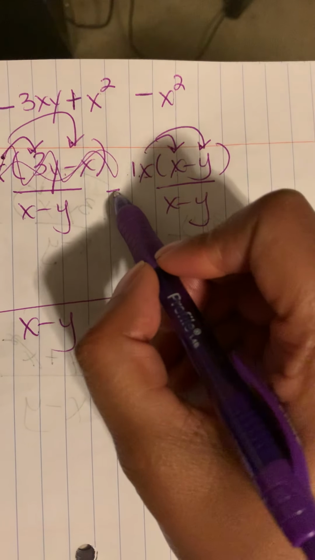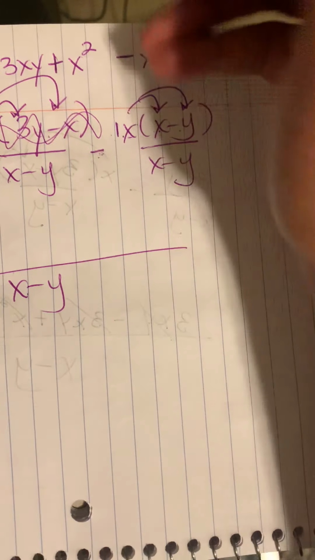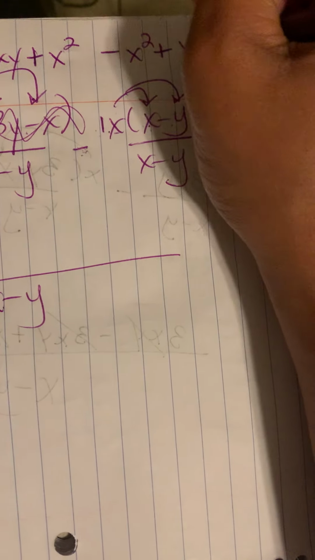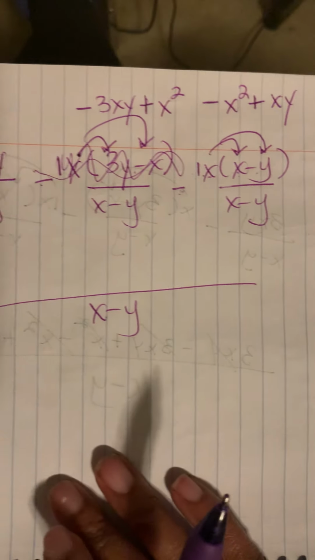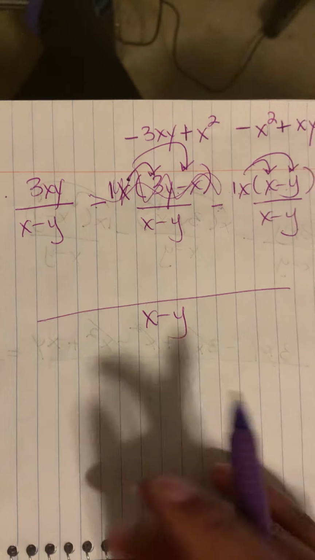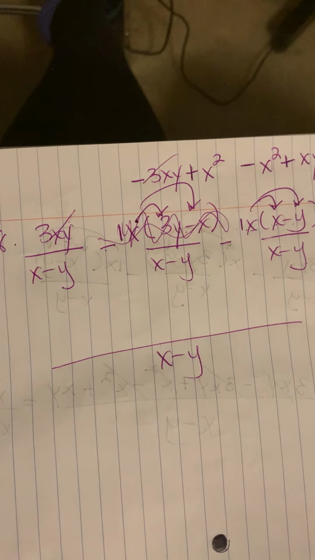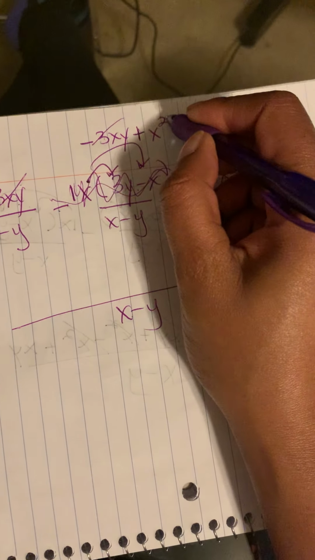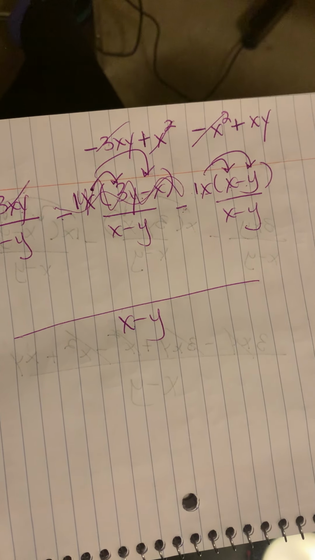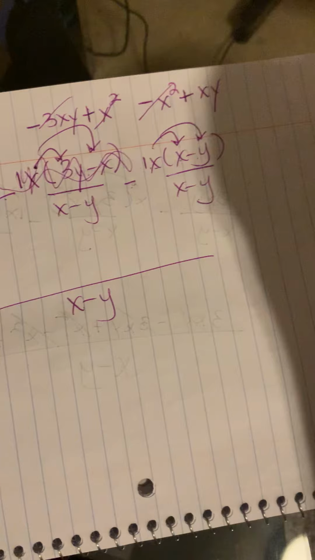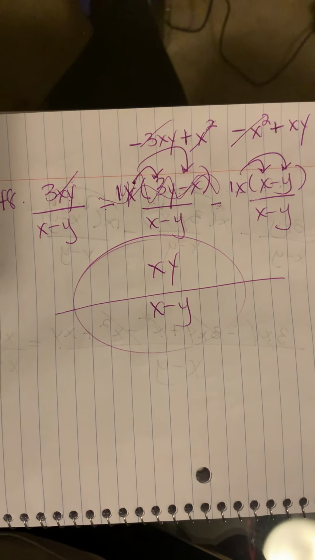And then this right here, a negative times a negative is a positive. And you have x and y. You have both of them. Okay, so let me clean it up now. 3xy minus xy is no xy's. Nothing. x squared minus x squared is no x squares. It's nothing. So what you got left over? This xy. That's your answer. Okay. All right.